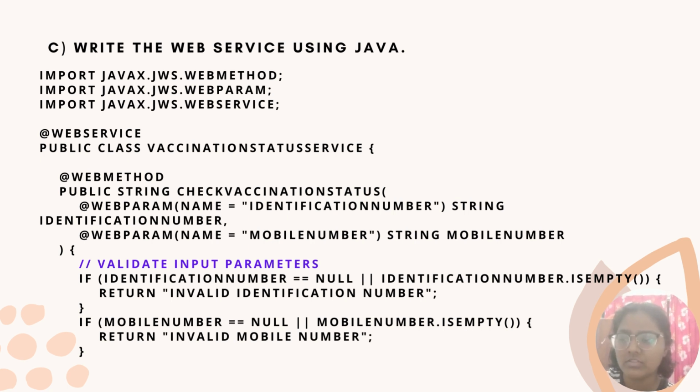It is followed by the validation of the input parameters. These lines are there to ensure that the parameters are not null, so that if the identification number or the mobile number is invalid, an appropriate message would be returned.